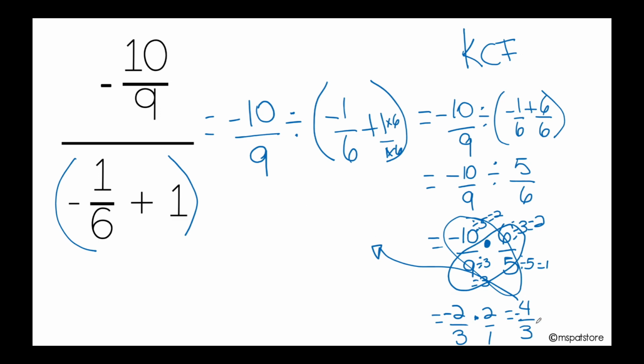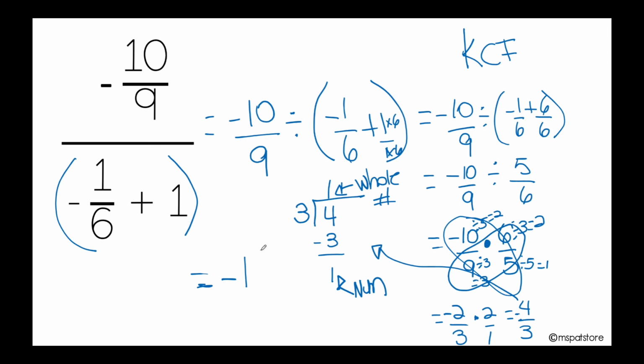So I am going to convert my improper fraction into a mixed number. Denominator goes outside, numerator inside. 3 fits into 4 only one time because 3 times 1 is 3. 4 minus 3 is 1. This is going to be my whole number, and this is going to be my numerator. So my final answer, remember that it is negative, okay? It is negative 1 and 1/3.